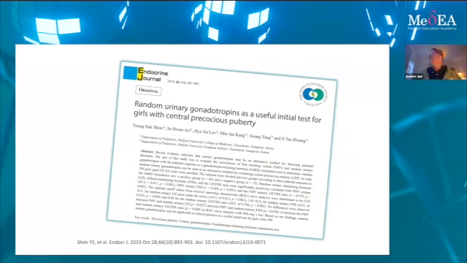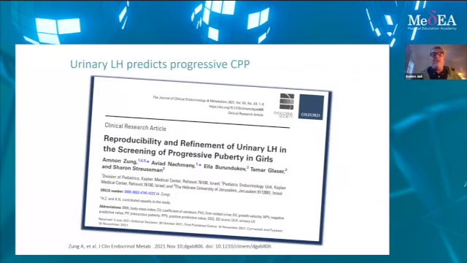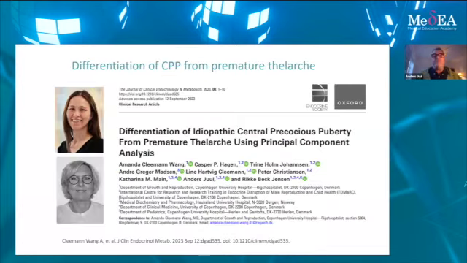Sorry. This experience with urinary gonadotrophins has also been found in other studies, here from South Korea, published in 2019, and again an Israeli study from 2021, where they also found that urinary LH excretion was actually a good marker to screen for rapidly progressive puberty in girls.